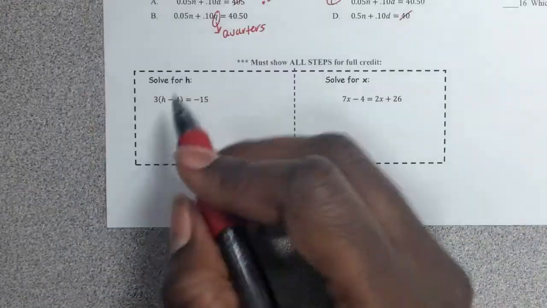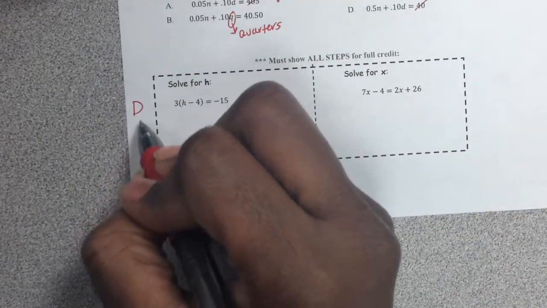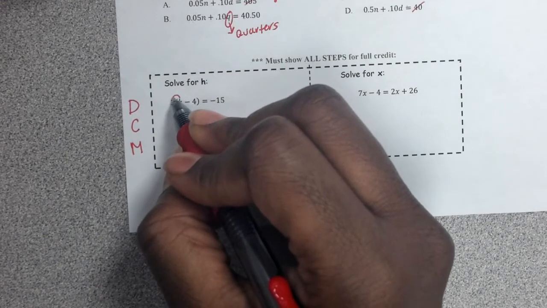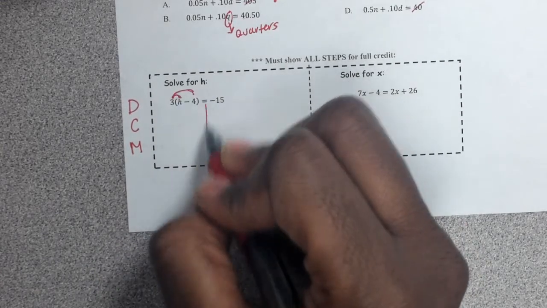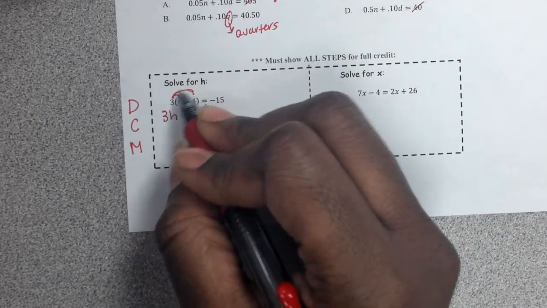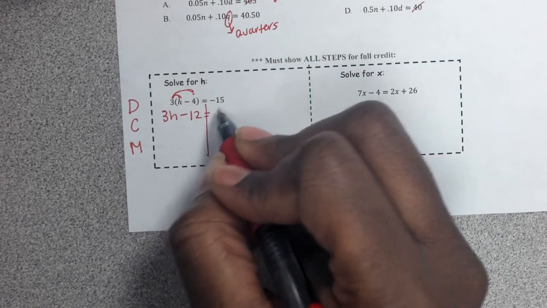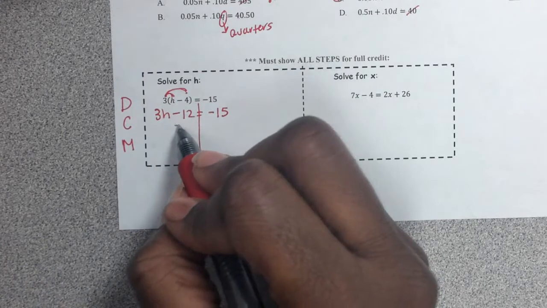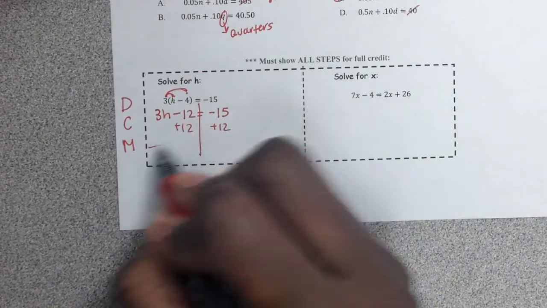Moving on. Solving for H again. Distribute. Yes, don't call me after midnight. D stands for distribute. You better distribute. Multiply, multiply. 3 times H is 3H. 3 times negative 4 is minus 12. Bring down a negative 15.